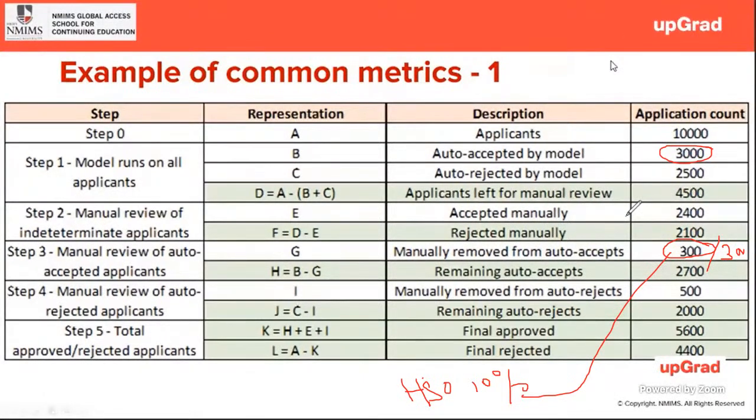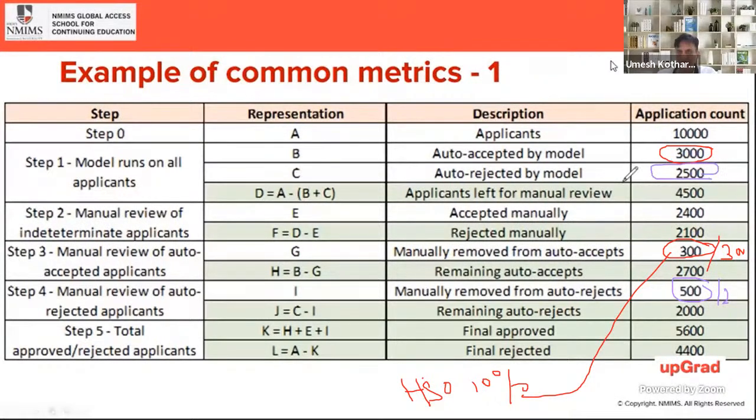It came from step 4, wherein 500 were manually removed from auto rejects. The remaining auto rejects were 2,000. So 500 divided by 2,500. And this is where you get your 2,500 from. That is the model rejects. Samir, this is what we need and not 2,100. Okay, sir. And this is 20%, the low side override rate. Good.